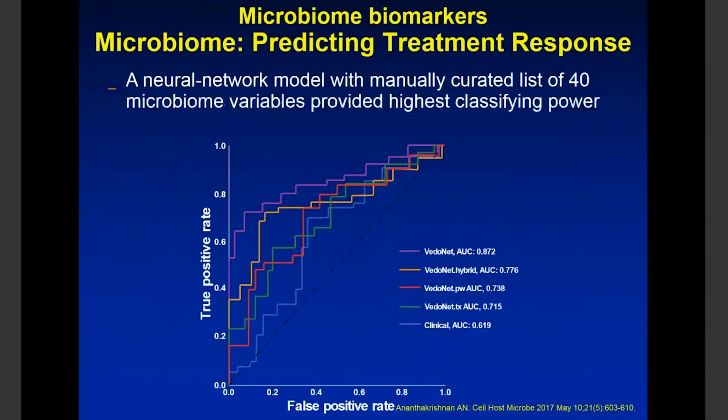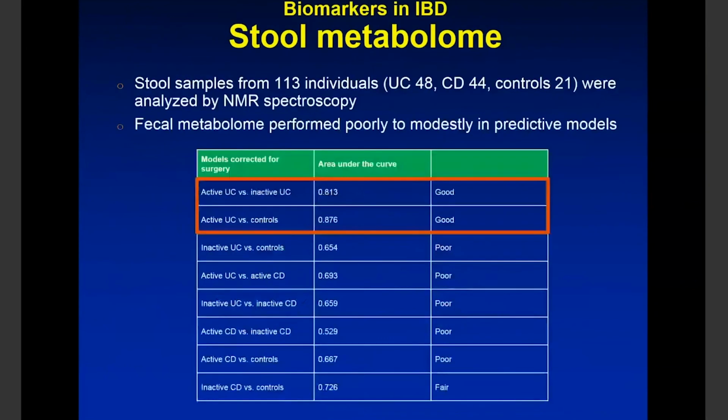And what the study also showed was that a microbiome-based model, which was highlighted here in the purple line using the term VedoNet, had a much better area under the curve, or accuracy, in predicting therapy response in comparison to a clinical model, which is highlighted in blue, which had an area under the curve of only 0.61. So again, this highlights the importance and relevance of microbiome-based biomarkers in predicting clinical outcomes.